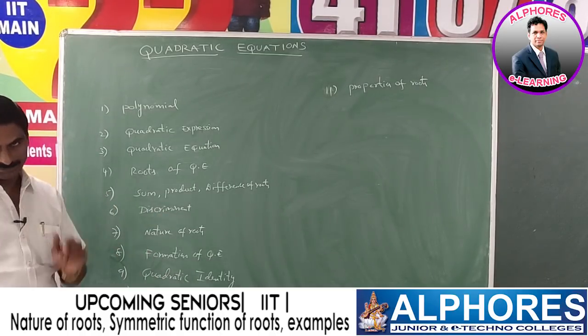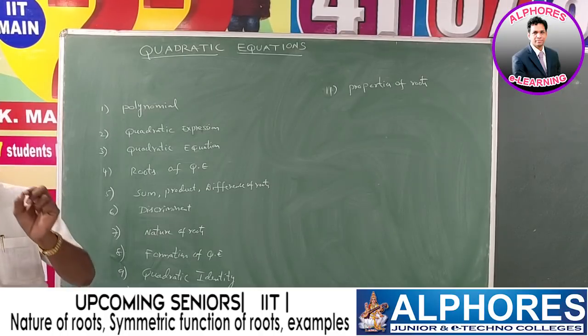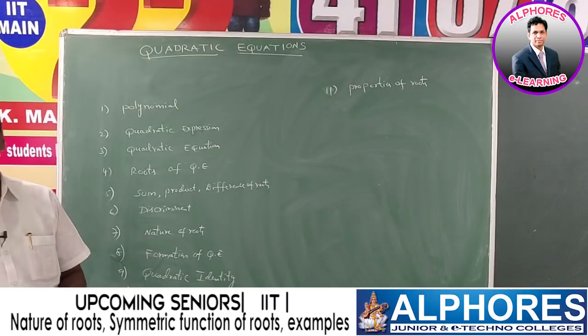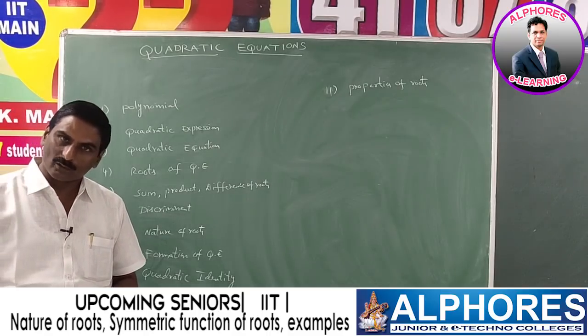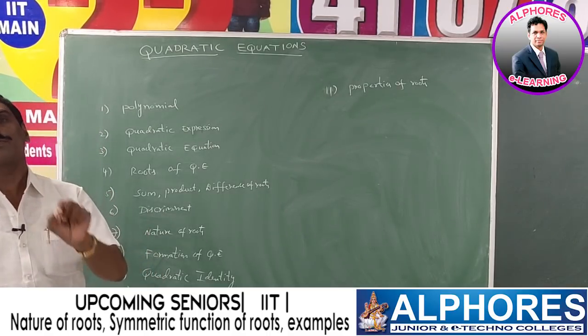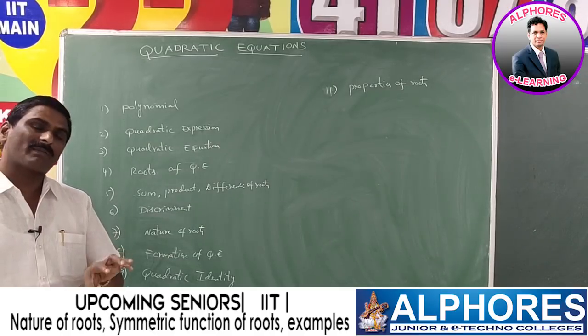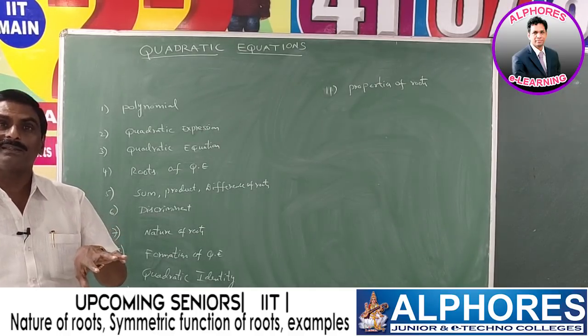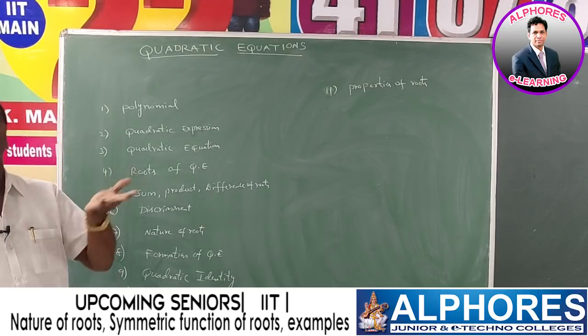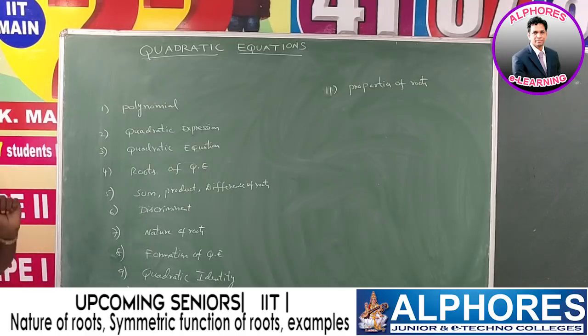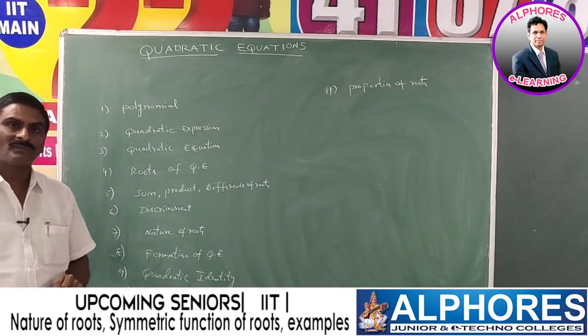Next, discriminant. The value of b² - 4ac in the quadratic equation ax² + bx + c = 0 is said to be the discriminant of that quadratic. Similarly, b² - 4ac is also said to be the discriminant of the quadratic expression ax² + bx + c. Next, nature of the roots.